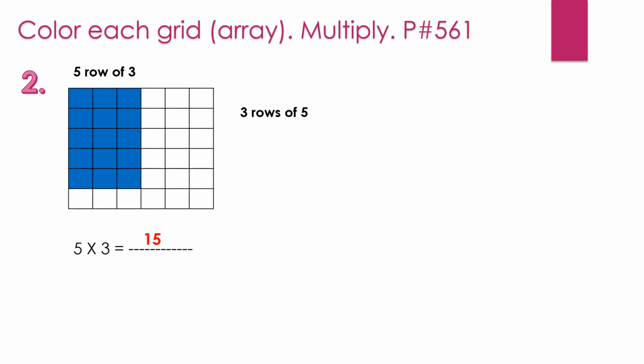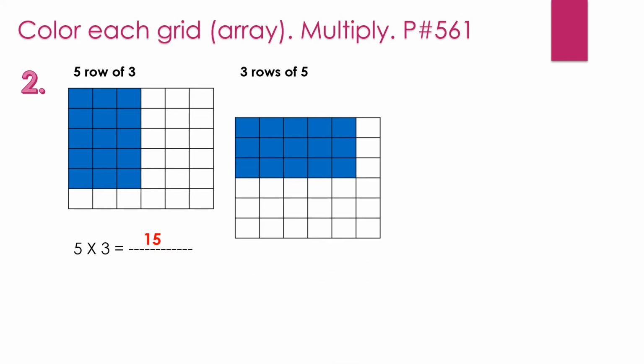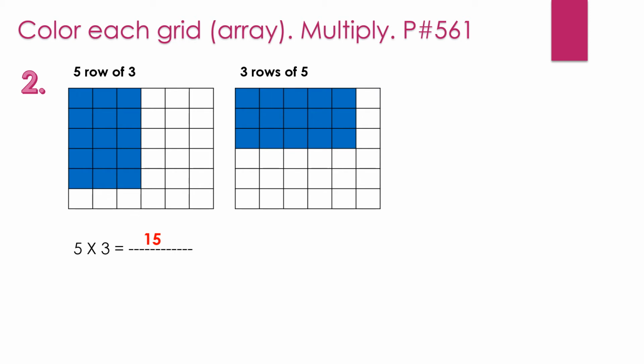The second one, they said 3 rows of 5. It means I will color 3 rows, in each row 5. 3 equal rows in each 5. The multiplication sentence is 3 rows multiply 5 in each equal, I count how many in all, 15.